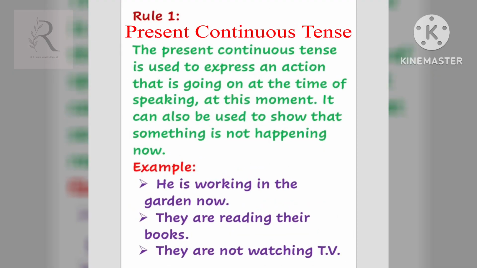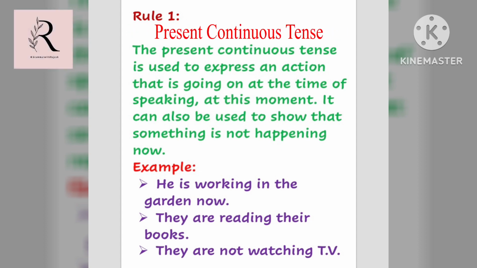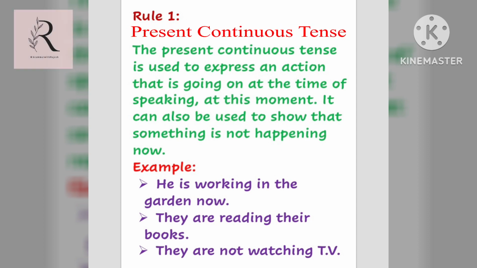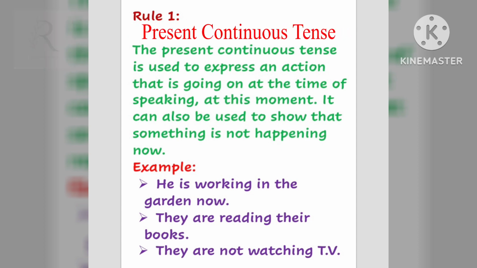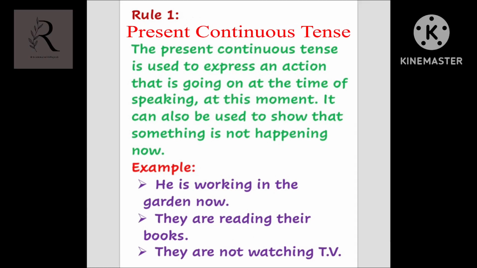Rule number 1 for the present continuous tense. The present continuous tense is used to express an action that is going on at the time of speaking, at this moment. It can also be used to show that something is not happening now. For example, he is working in the garden now. They are reading their books. They are not watching TV.